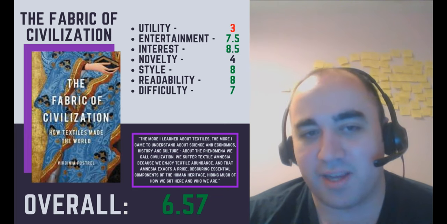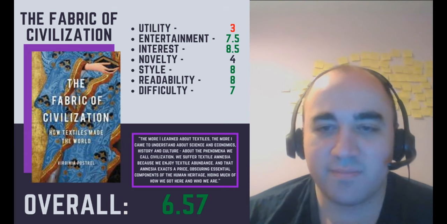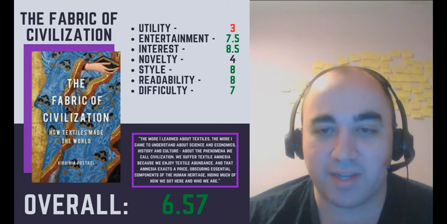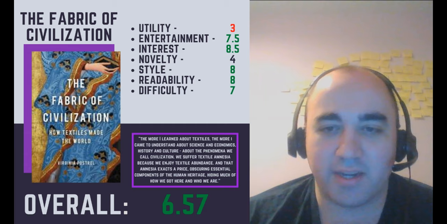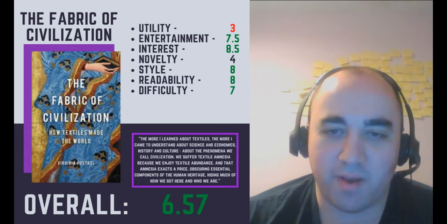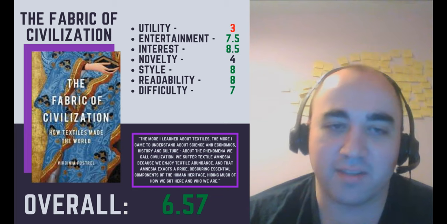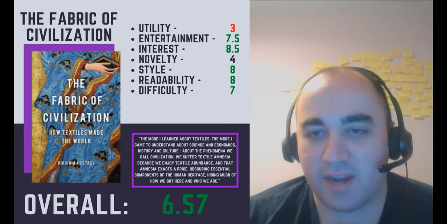For entertainment, I gave it a 7.5. I enjoyed reading it. I probably would have enjoyed it more if I was super interested in fabric or textiles. I didn't enjoy it on the back of a previous interest in that, although now I find myself more interested in fabric and textiles, and so maybe I'll read something else on the topic. For interest, I gave it an 8.5.